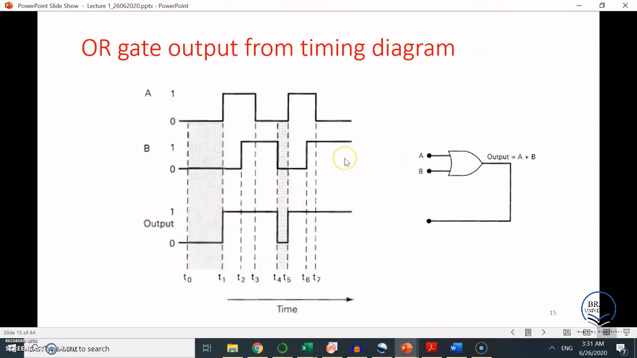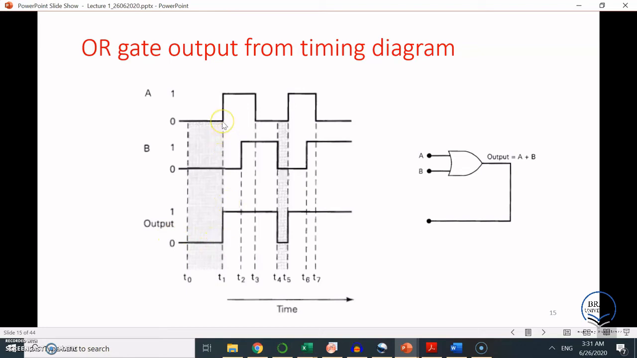Okay, so for such, let's check the output. We need to remember the truth table for our operation. Then it will be easier to understand what's going on here. So say we have divided into a couple of intervals, t0 to t7. So up to t0 to t1, just check here. From t0 to t1, both of the inputs are 0. If both of the inputs are 0, then the output is also 0. So output follows the input.